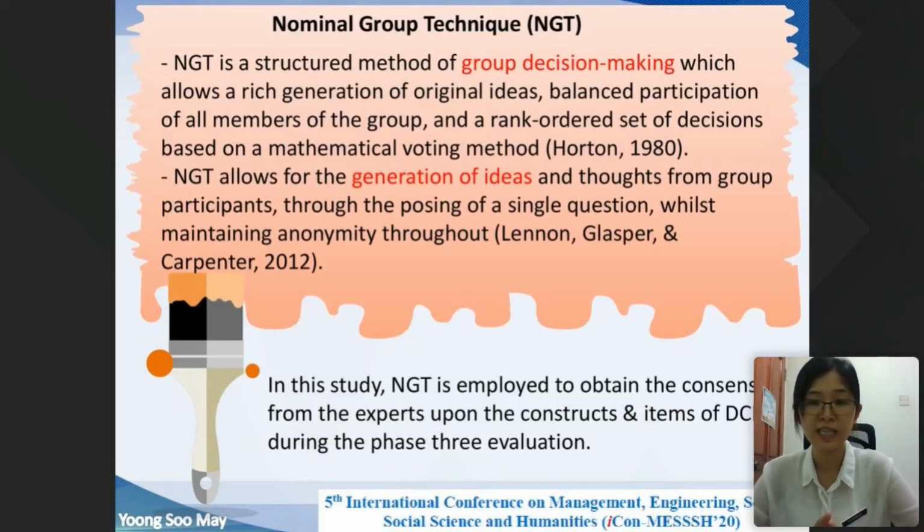According to Horton in 1980, NGT is a structured method of group decision-making which allows a rich generation of original ideas, balanced participation of all members of the group, and a rank-ordered set of decisions based on a mathematical voting method. Hence, in this study, NGT is employed to obtain the consensus from experts upon the construct and items of the Dyscalculia checklist instrument during the Phase 3 evaluation.